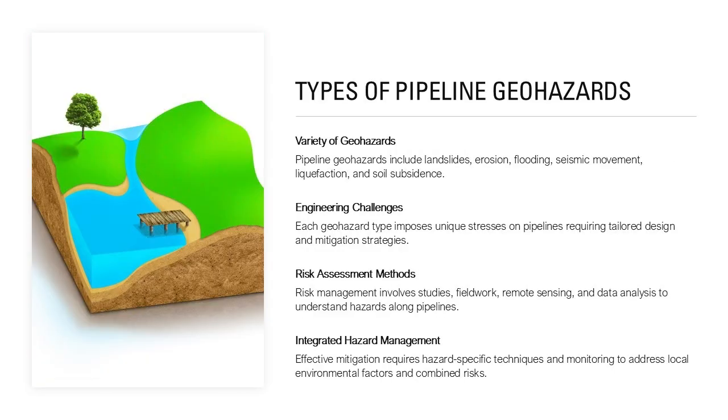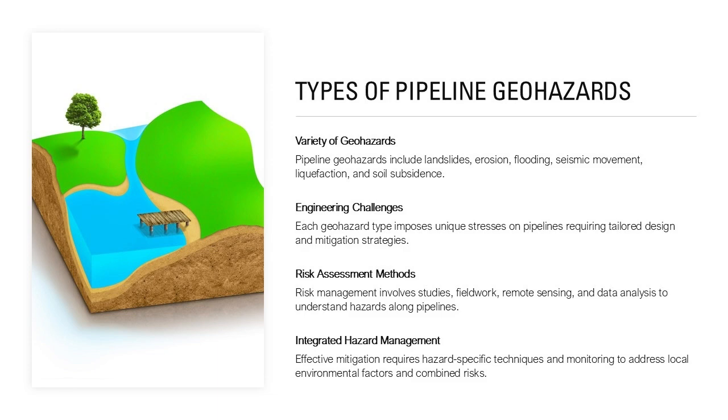Pipeline geohazards encompass a wide range of ground-related phenomena that can adversely affect pipeline integrity. These hazards are generally categorized based on their underlying mechanisms and the type of ground movement or environmental process involved. Common geohazards include landslides, slope creep, erosion, river scour, flooding, seismic fault movement, liquefaction, subsidence due to mining or groundwater withdrawal, frost heave in cold regions, and expansive or collapsible soils. Each type of geohazard poses unique challenges from an engineering standpoint.